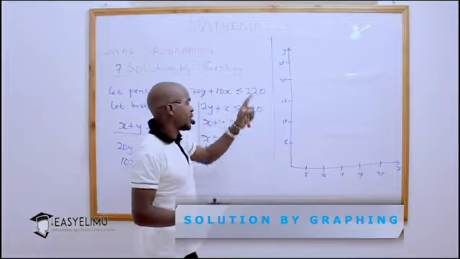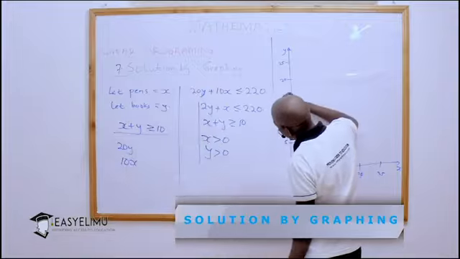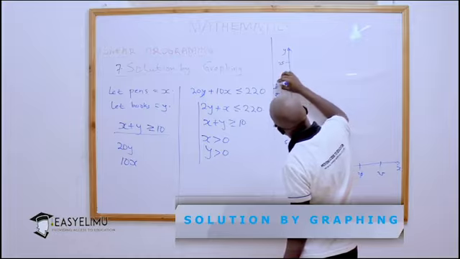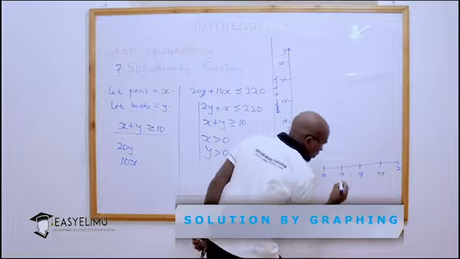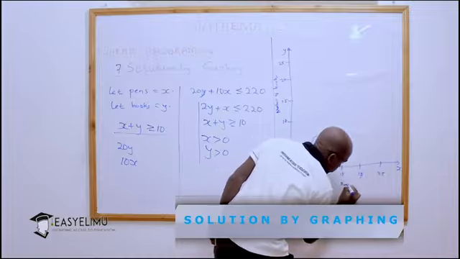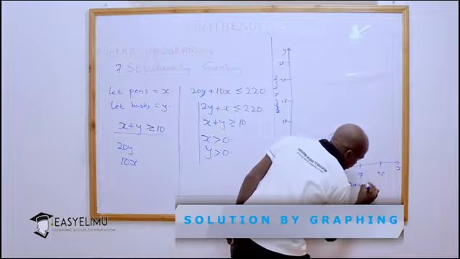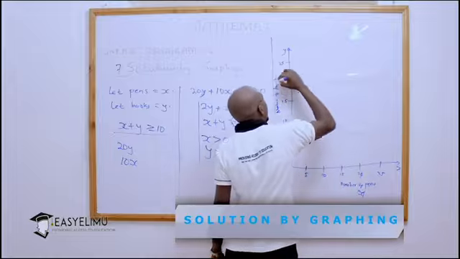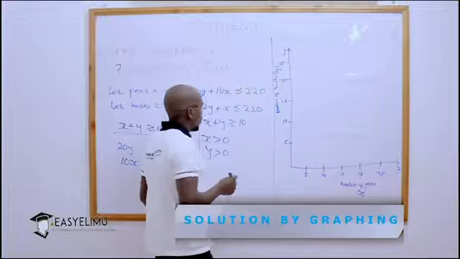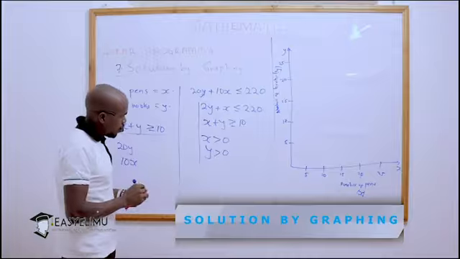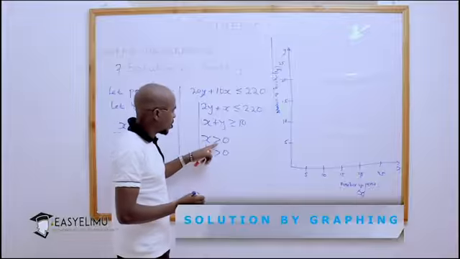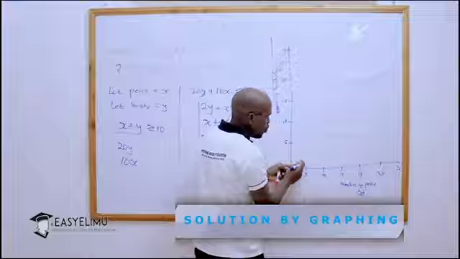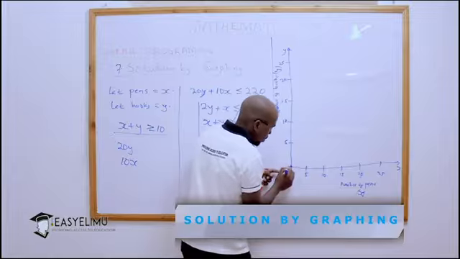Let the y-axis represent the number of books bought, and the x-axis represent the number of pens, which means this will be x and this is y. On doing that, we can plot x greater than 0, meaning all the values that we should get should lie on this side.